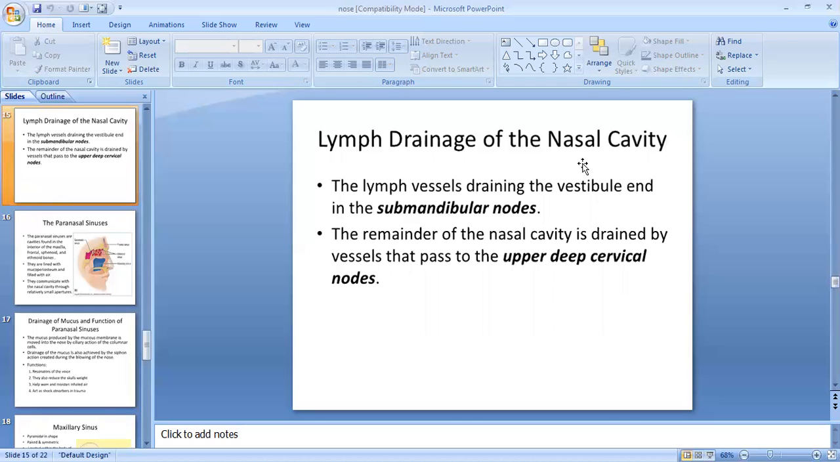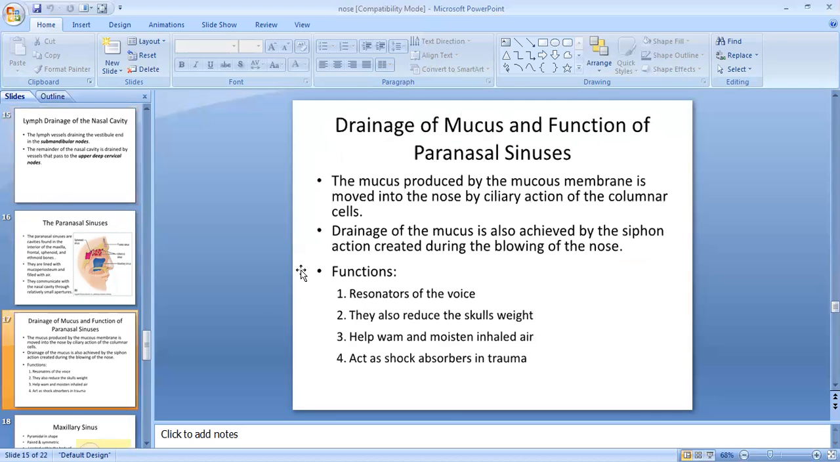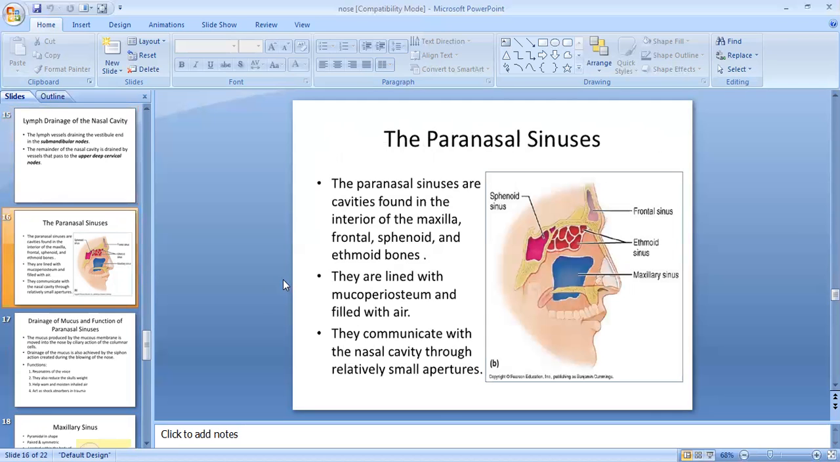As far as the lymphatic drainage of the nasal cavity is concerned, the lymph vessels draining the vestibule pass to the submandibular nodes. The remainder of the nasal cavity is drained by vessels that pass to the upper deep cervical nodes. So this was about the nose and the nasal cavity.